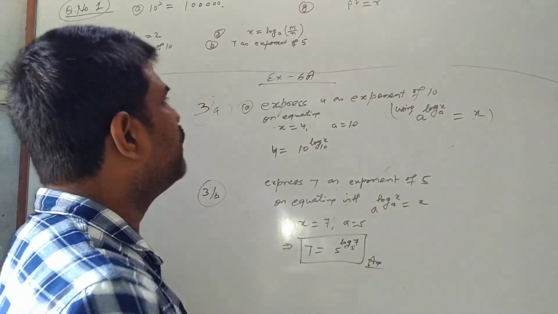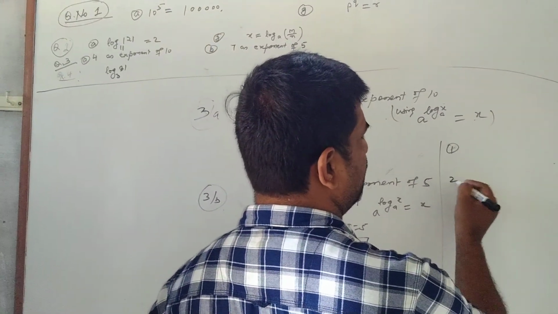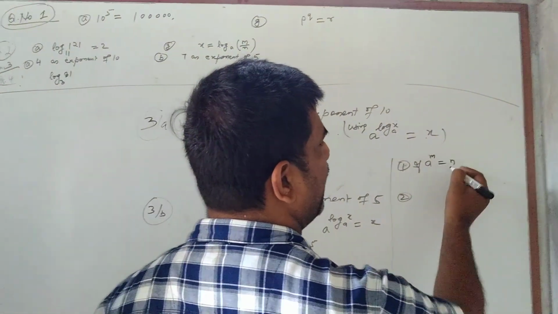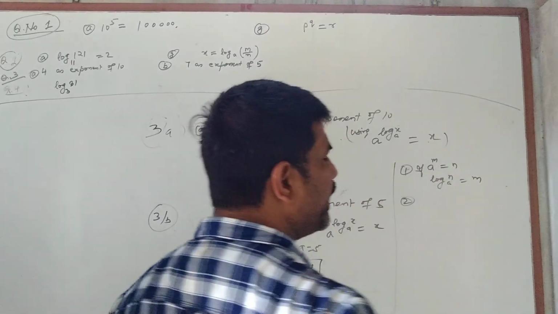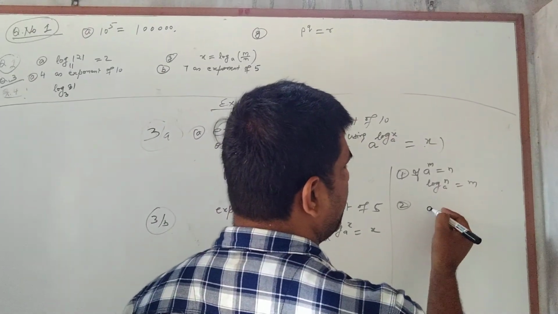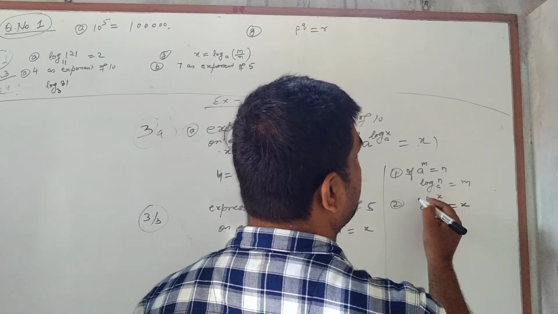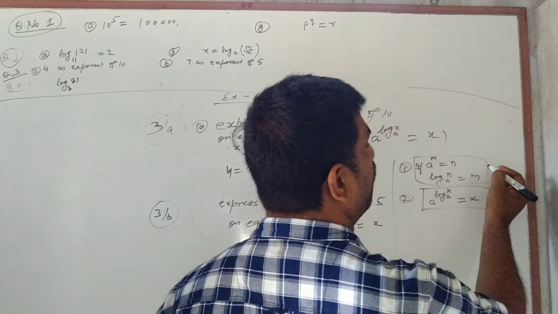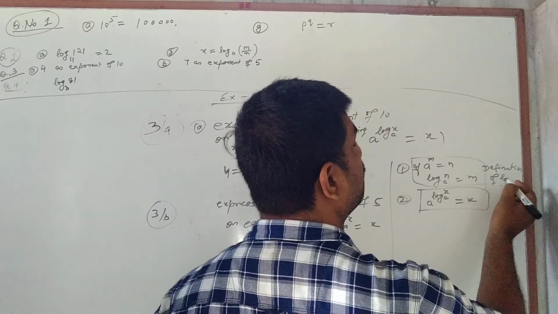So in this exercise we studied two parts. One, the application of the formula: if a to the power m equals n, then log n base a equals m. We solved some questions based on this. And secondly, we studied a to the power log x base a, which equals x itself. These two are very important. This is called the definition of log.